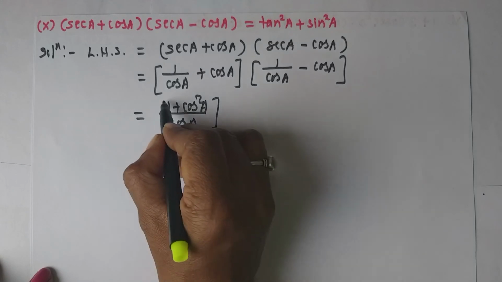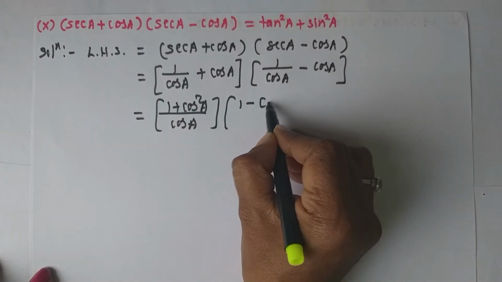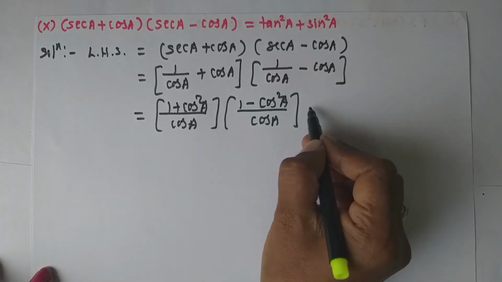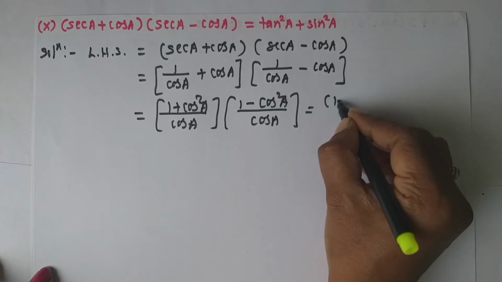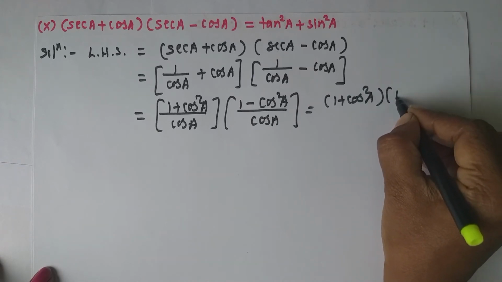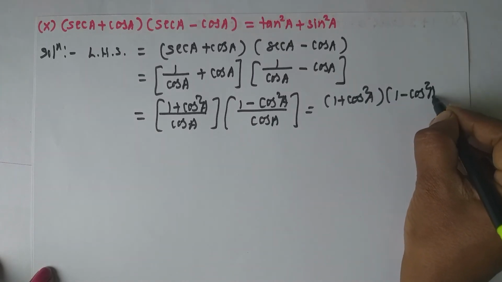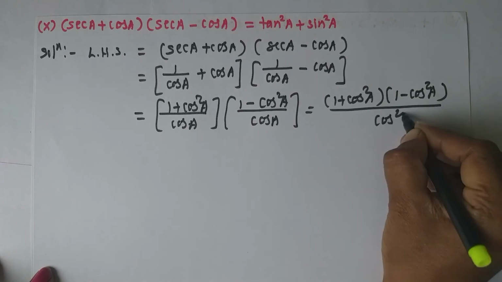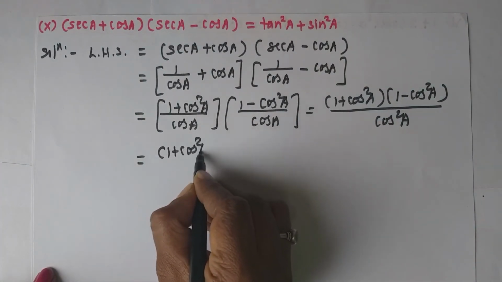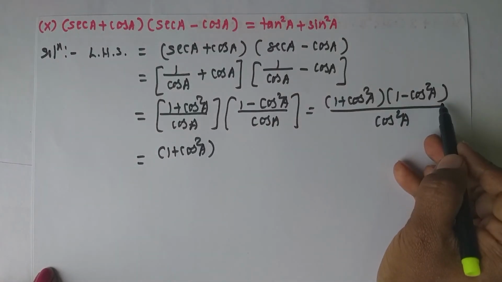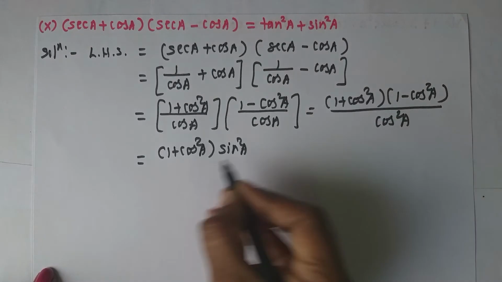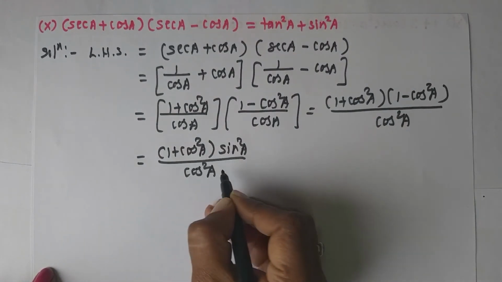And in the second bracket it is 1 minus cos square a divided by cos a. Now what is this? In one of the brackets it is 1 plus cos square a and in the second bracket it is 1 minus cos square a divided by cos square a. Now keep this 1 plus cos square a as it is, and 1 minus cos square a means what? That is sin square a, and keep this cos square a as it is.